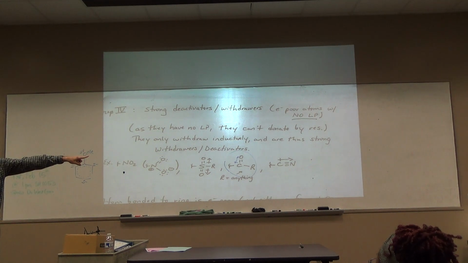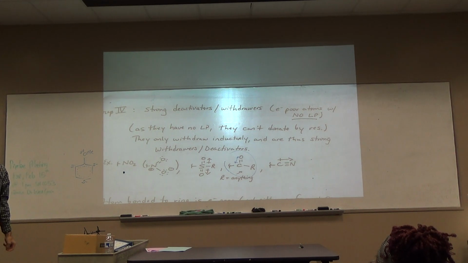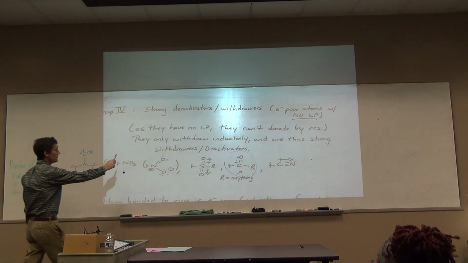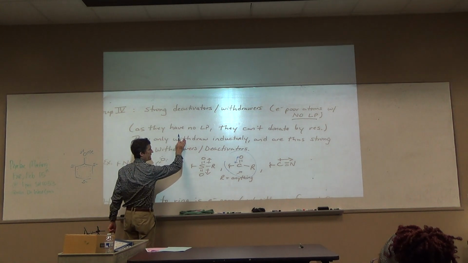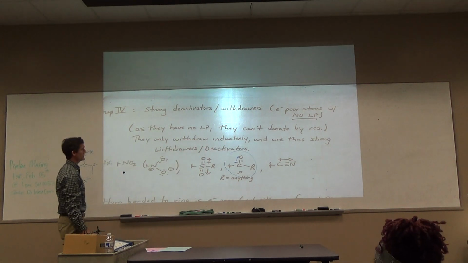The cyano group, or nitrile. The carbon is electron poor because it's bonded to the nitrogen, and the carbon has no lone pair. As they have no lone pair, they can't donate by resonance.